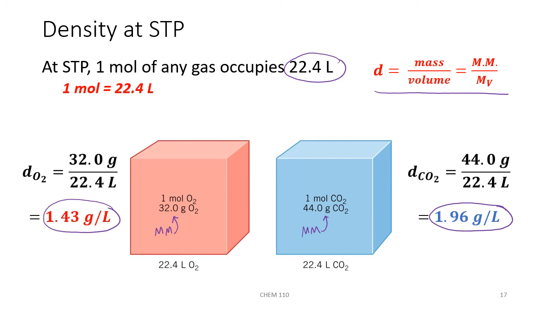the only thing that impacts the density is the identity of the gas. Oxygen is lighter, it has a lower molar mass, and therefore its density is less, only 1.43. Carbon dioxide is heavier, it has a greater molar mass, and therefore the density is higher, 1.96 grams per liter. This is a shortcut that can be used if we are at conditions of standard temperature and pressure.